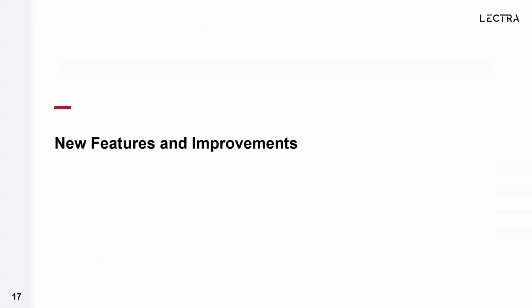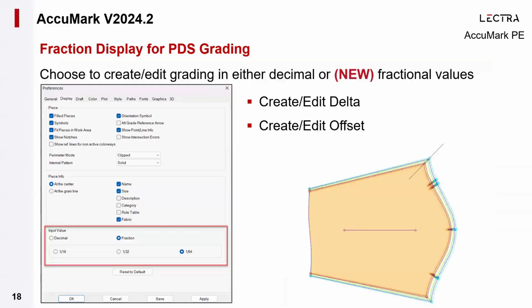All right, now moving on, let's talk about what's actually in this version of software. I hit on it a little bit earlier when we talked about what was new in the software: fractional displays. The new setting in PDS preferences lets you choose whether you want to create or edit grading for delta and offset grading in decimal formats, which was what you were able to do in the past, or now you have the new option to be able to set it up in fractions.